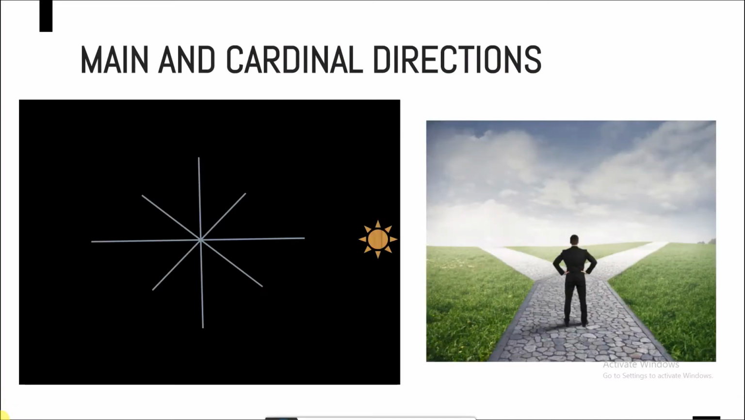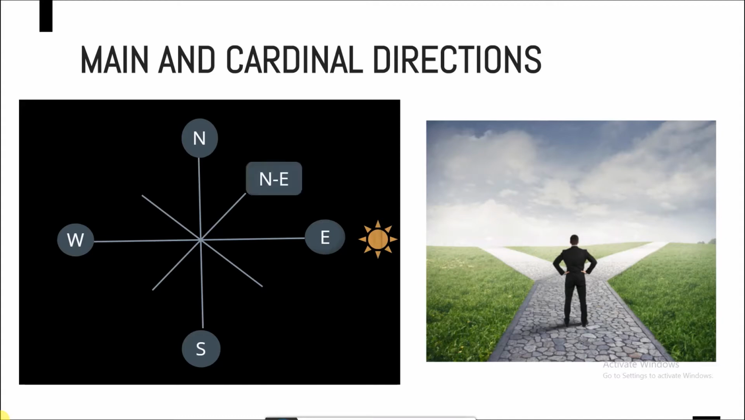Main and cardinal directions. We all know that there are four main directions: east, west, north and south. Also there are four cardinal directions: northeast, southeast, southwest, northwest. We are going to use all these 8 directions to solve our direction reasoning problems.